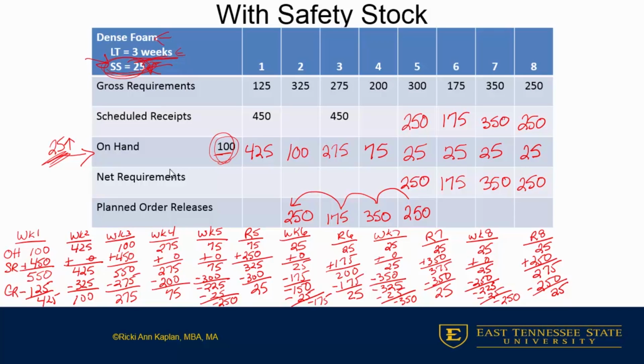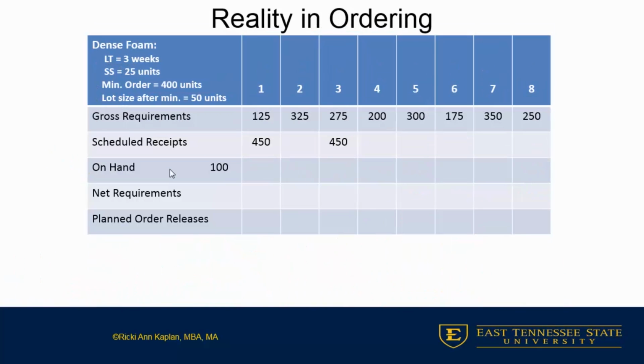Let's take a look at true reality in ordering. Okay, so reality in ordering. We're still working with our dense foam. We still have 3 weeks lead time. We still have a safety stock of 25 units, which means on hand has to read 25 units. But welcome to reality. We're now adding in a minimum order, which means our planned order releases has to be at least 400 units. We cannot order less than 400 units.